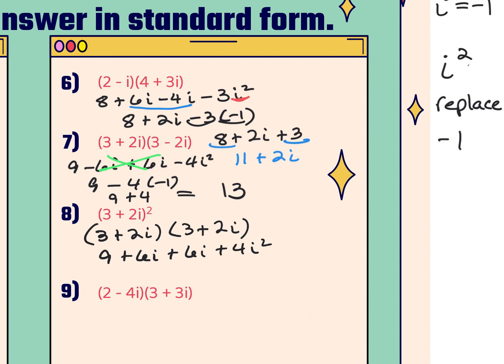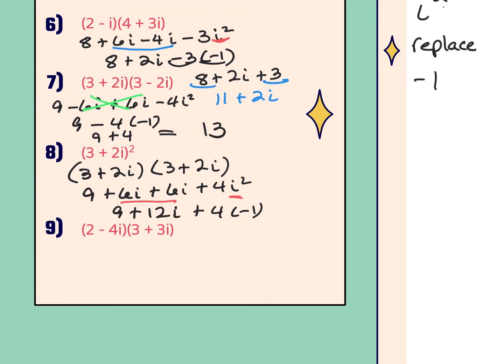Again, I'm going to add the middles now, and I'm going to replace the i squared with a negative 1. So 9 plus 12i plus 4 times negative 1. I'm going to multiply the 4 times the negative 1, and I get negative 4. And now I can add my reals, and my final answer here is 5 plus 12i.